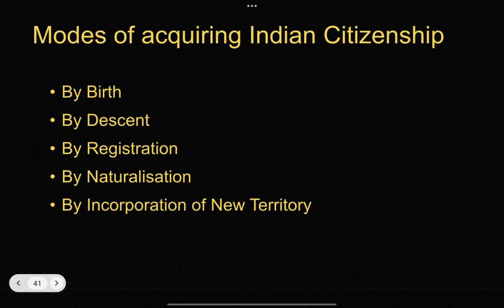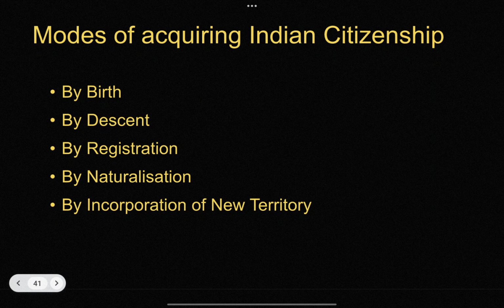Now, the fourth is by naturalization. Any person not falling under categories 1, 2, and 3 can apply for Indian citizenship by naturalization. They will have to fulfill the residential qualification of living in India for 12 years, again with the same meaning, 90 days per calendar year. For example, we can have Mother Teresa.